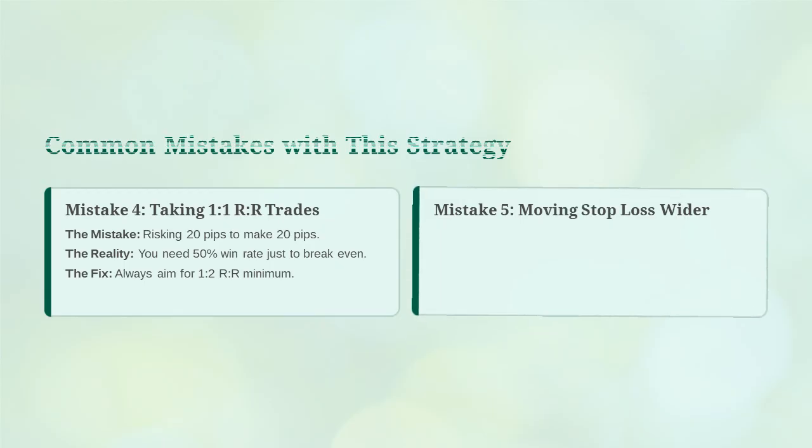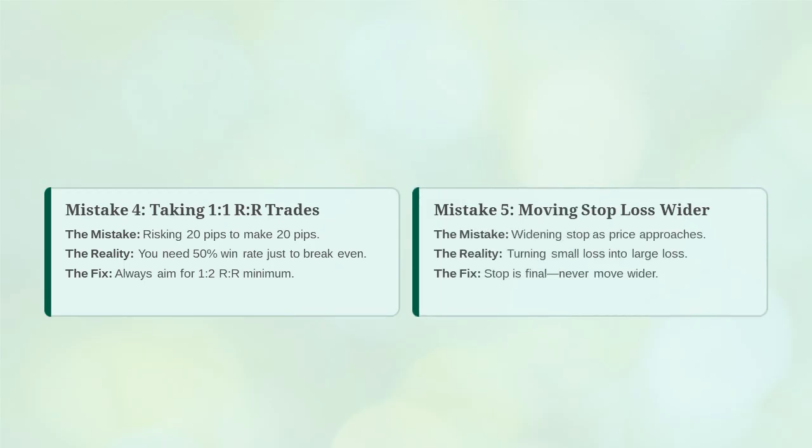Mistake 5. Moving stop loss wider. Widening your stop loss as price approaches it, hoping the trade will turn around. The reality, you're turning a small, controlled loss into a large, uncontrolled loss. The fix, your stop loss is final. Never move it wider. If it gets hit, accept the small loss and move on.